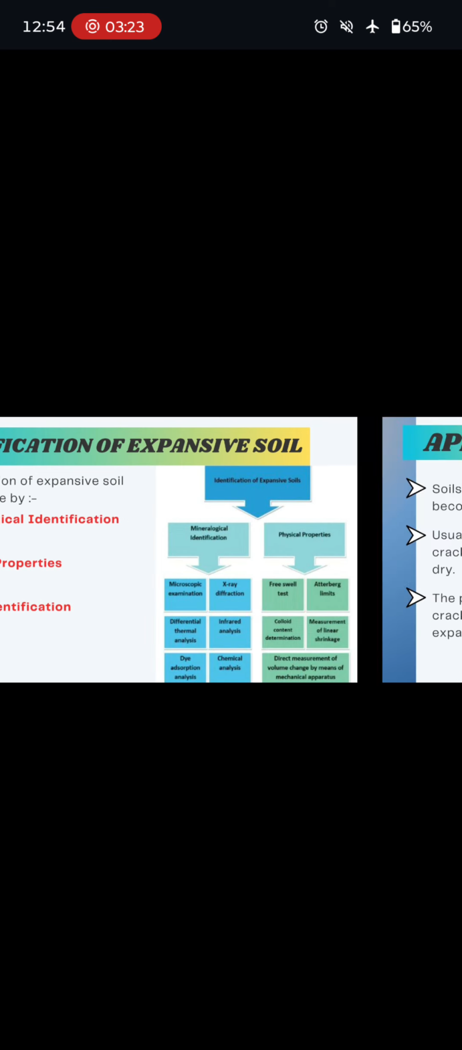Then, appearance. Soil containing expansive clays becomes very sticky when wet, and is usually characterized by surface cracks or popcorn texture when dry. The presence of surface cracks is usually an indication of an expansive soil. Then, identification of expansive soil. Identification of expansive soil can be done by mineralogical identification, physical properties, and visual identification.